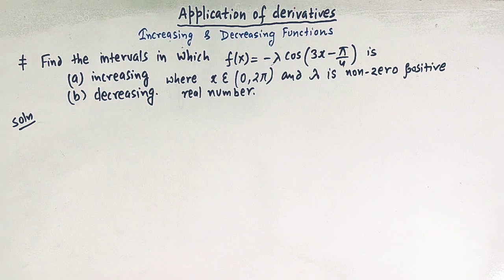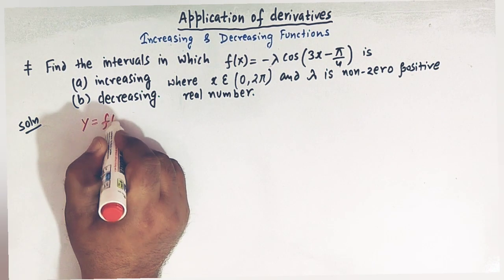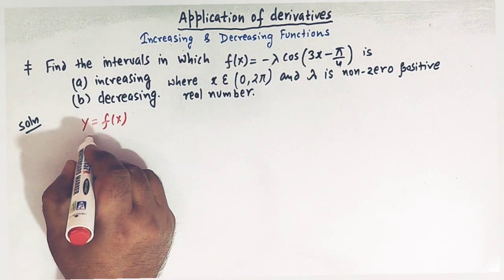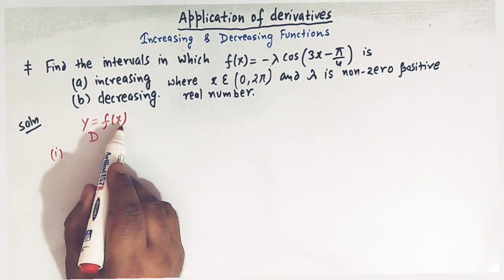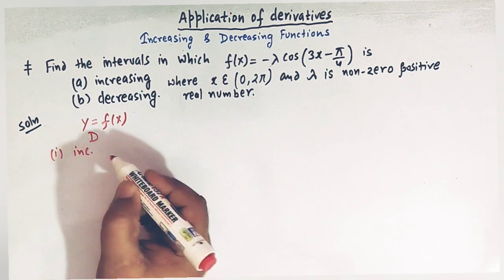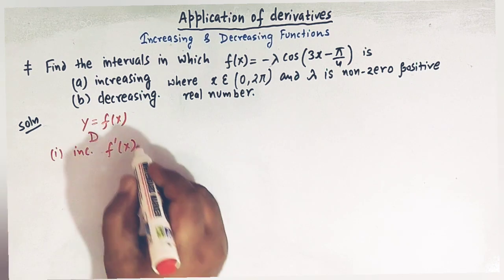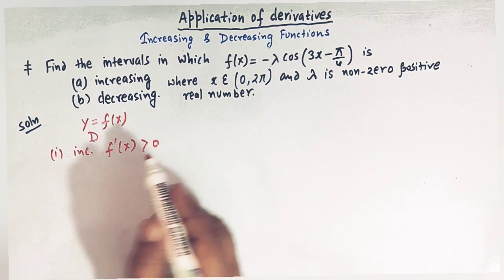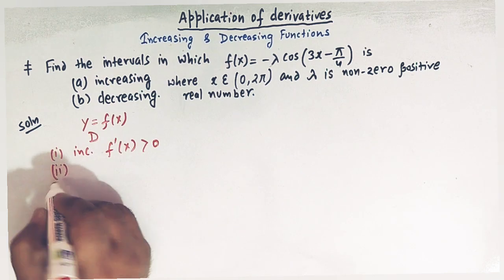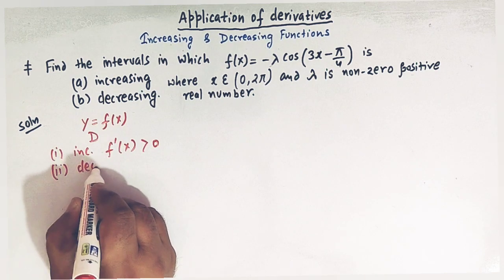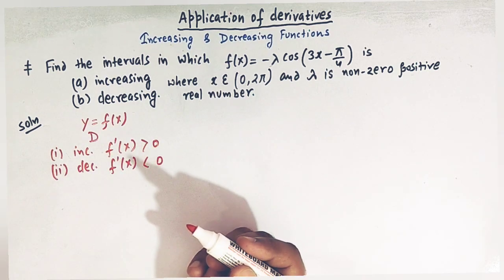So let us start. Now we know that if we have a function, say y is equal to f of x defined in some domain D, right? Now this function y is equal to f of x is said to be increasing if the derivative of this function f of x is positive, right? That is f prime of x is greater than 0, and the function is said to be decreasing if the derivative of f of x is less than 0, right?